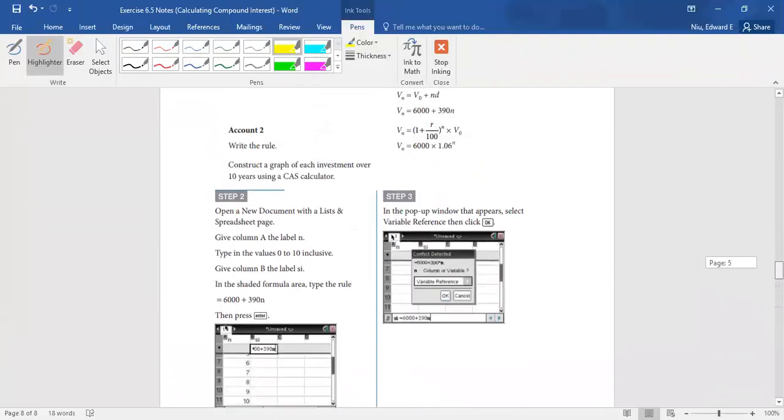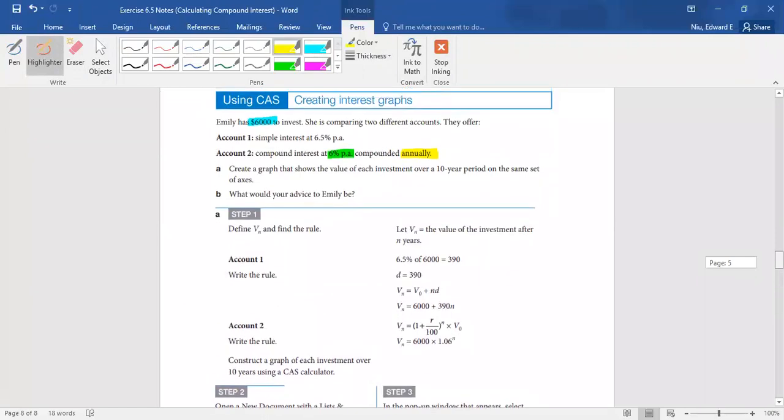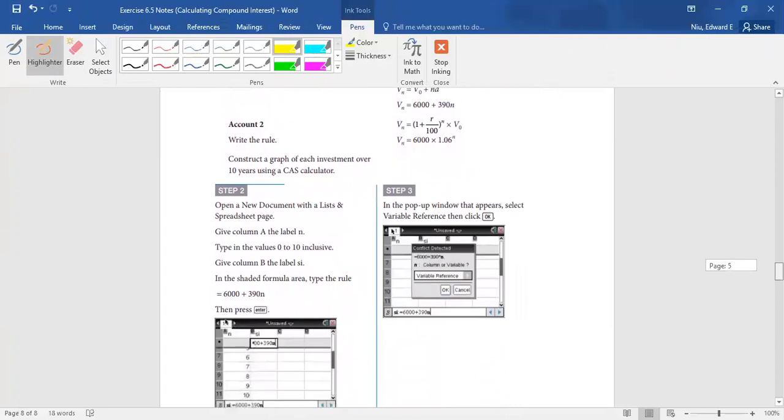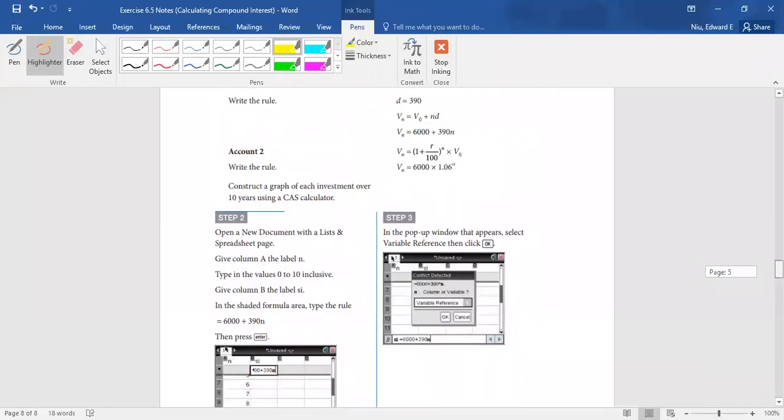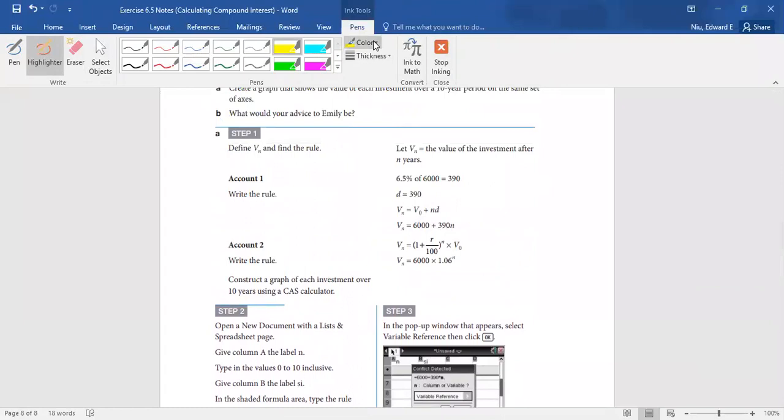So, what was the duration? It doesn't really tell us the duration, so I guess that's a rule we have to settle with. Step 2, fill out a spreadsheet, and what you would do is put the rule here for simple interest. Okay, so let's pick some new colors.